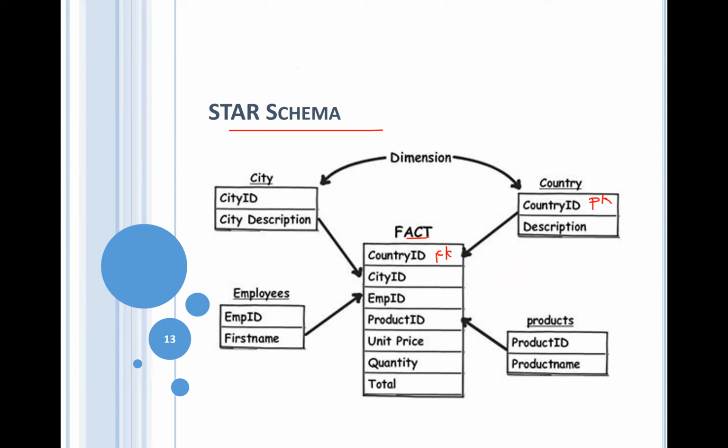This particular customer, in this particular country, in this particular city, this particular employee sold this particular product. This is the unit price, quantity. So these three are called measures, right? Measures. And these four are foreign keys, coming from the dimension tables.